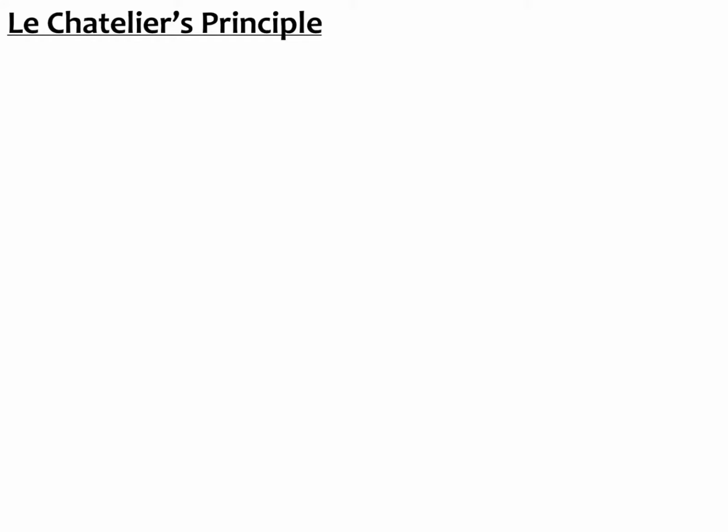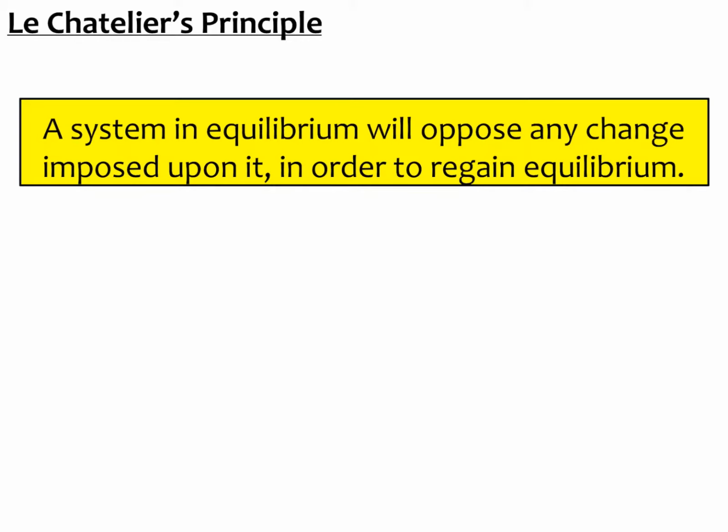Now obviously there is an element of thought process going on there. You have to actively go and choose to have a cold drink or to add another layer of clothing. And chemical reactions don't think. Le Chatelier's principle is something that applies to all chemical reactions automatically. It's something that just happens. And it's another definition that we have to learn. A system in equilibrium will oppose any change imposed upon it in order to regain equilibrium. We're going to look at that more closely as the video progresses.